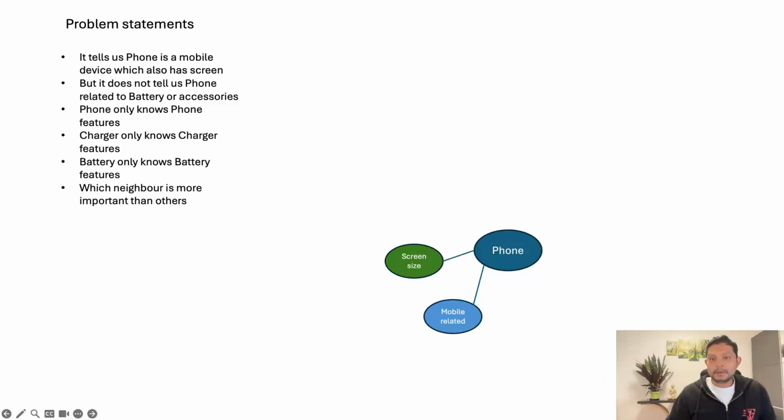So what is the problem with this data? The database relation tells us the stored data, but it cannot predict which is the best for a given use case. For a mental model, imagine the graph database as Google Maps, but what is the best way to reach our destination, considering different features or modes of transport, is what a graph attention layer, or in short GAT, can tell. In our example, we see a phone is a mobile device which has a screen, but it does not tell us it is related to battery or accessories.